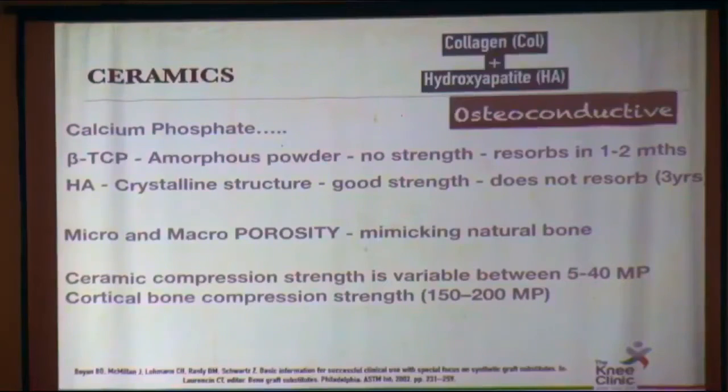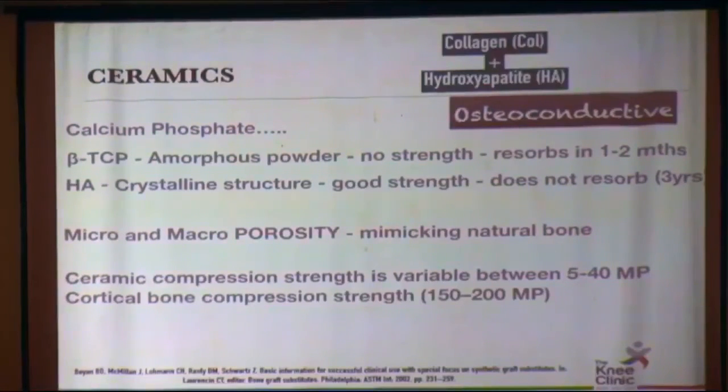Now, when companies sell you this concept, they say that porosity is very important. So micropores and macropores. And if the pores are of the right size, that means that synthetic bone substitute is sort of closer to what we originally have, like our natural bone. Okay, and all these ceramics, however they make it, at the end of the day, the strong ones, they say, hey, we have made a very strong synthetic bone substitute. It will still have a compression strength of around 5 to 40. What's the normal cortical bone compression strength?